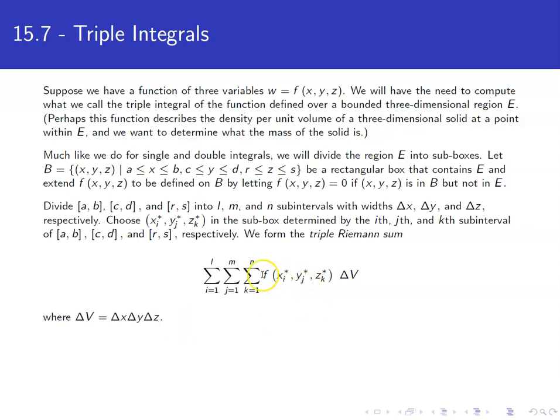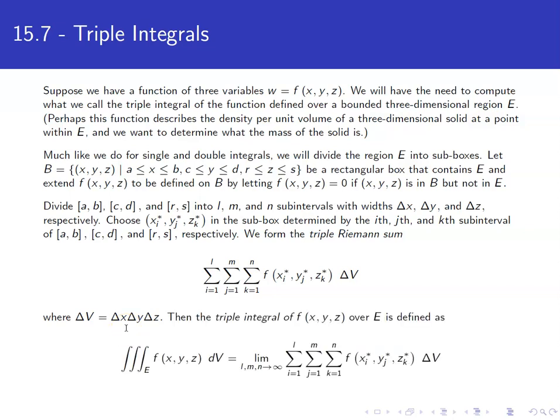So in this case, this function would be giving us an approximation of the density over the entire sub box, and then I would multiply it by the volume of the sub box to give me an approximation of the mass on that small piece of the solid. All right. So then just like what we did for single and double integrals, when we do the triple integral, we'll take a limit of this Riemann sum.